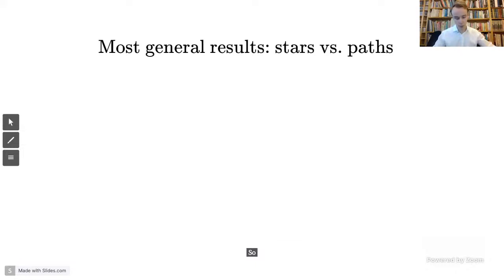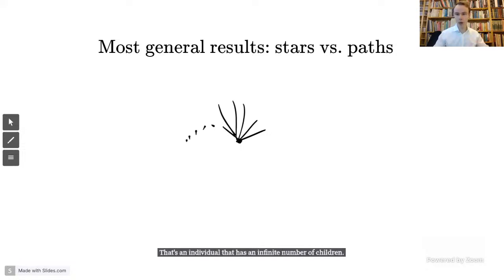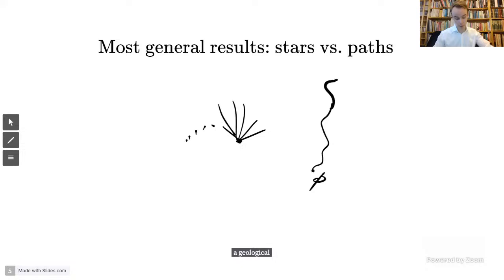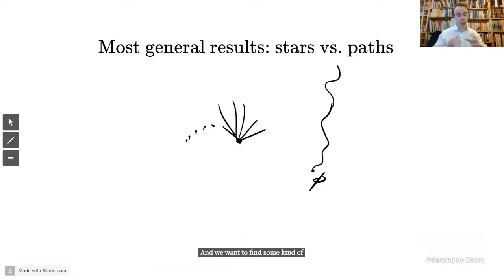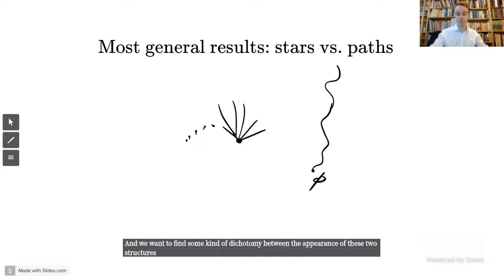Okay. So our most general results consider a dichotomy between stars and paths. So what do I mean with a star or an infinite star? That's an individual that has an infinite number of children. And what do I mean with a path or infinite path? That is a genealogical path, if you will, that is infinitely long through all possible generations in this Ulam-Harris tree. And we want to find some kind of dichotomy between the appearance of these two structures in our tree.